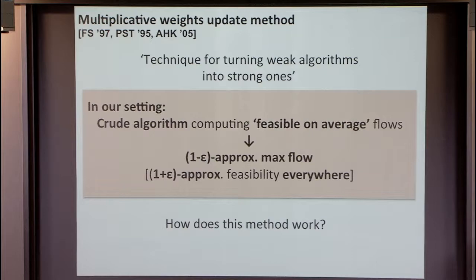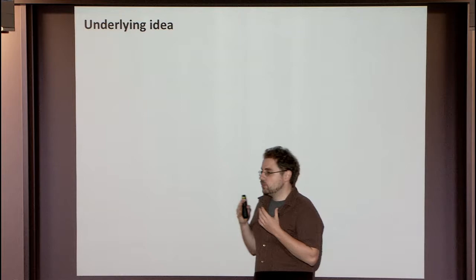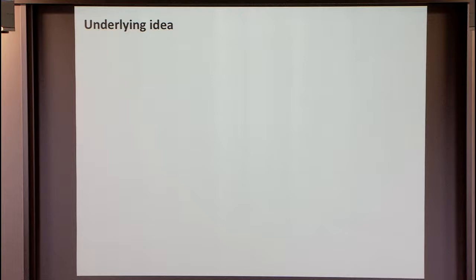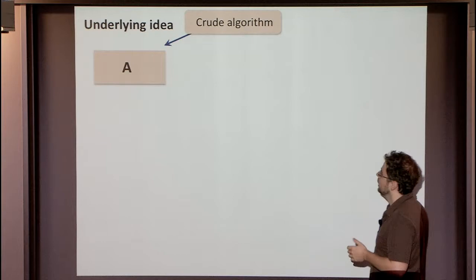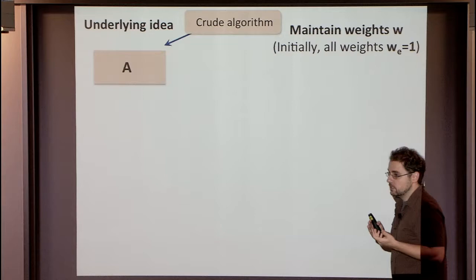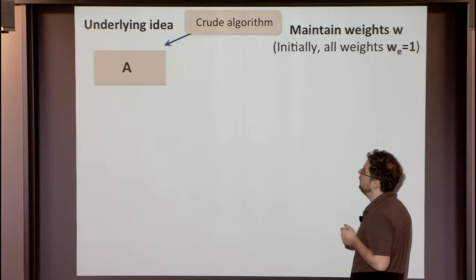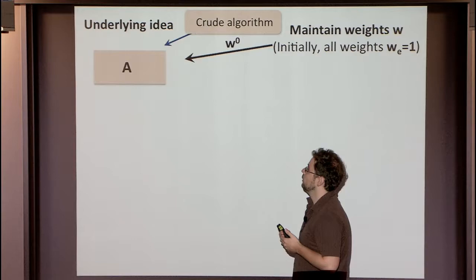So what do we do? The underlying idea is that we construct our almost feasible everywhere max flow by repeatedly querying this crude algorithm with different weights. Here is our black box that solves this crude problem. We will maintain some weights, which initially will all be equal to 1. Then we'll play the following game: we take our weights, send them to this crude algorithm oracle, and it will give us some flow back.